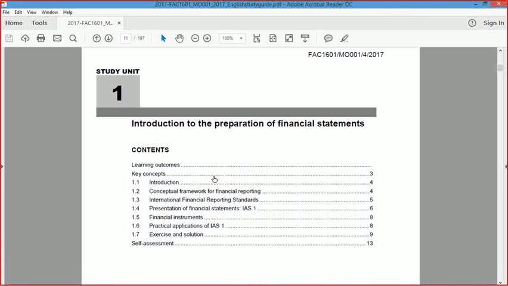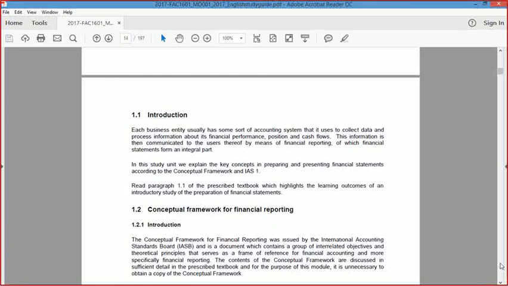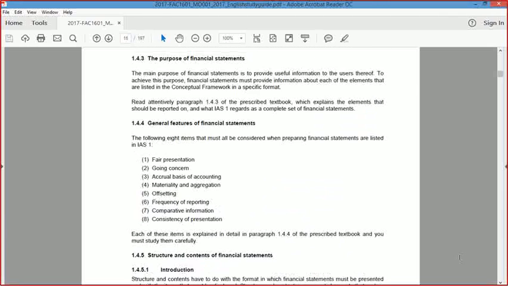Alright, so I want you guys to have a look at your study guide. Eunice would have sent that through to you. You would have seen that study unit 1 is the introduction to the preparation of financial statements. They've given you 13 pages in your study guide that covers all of what we've looked at this week. So we've looked at the conceptual framework, we've looked at the IFRS, we know presentation and disclosure is important, and we obviously need to know more about the financial instruments because that's a focal point in their questions that they'll ask you.